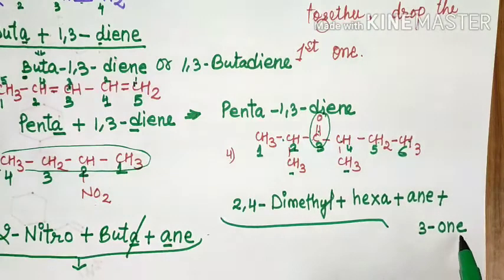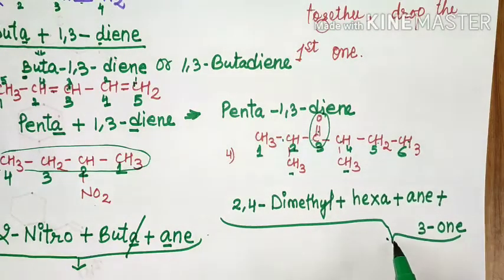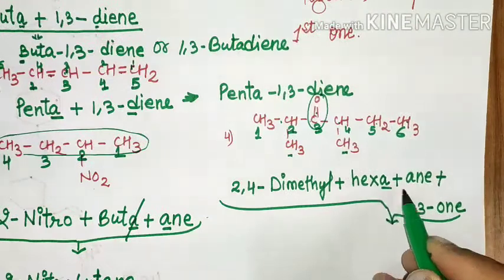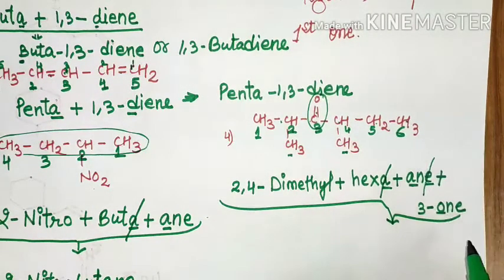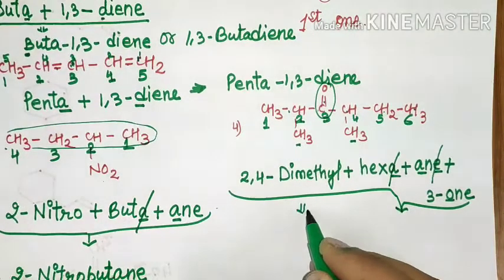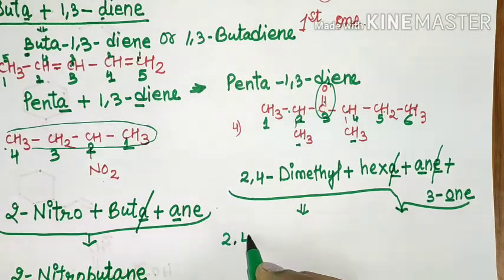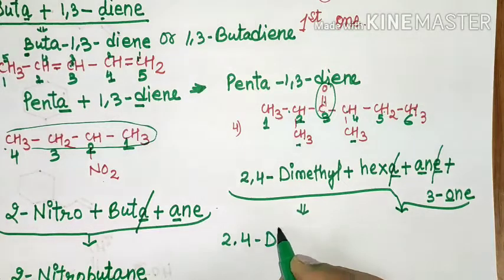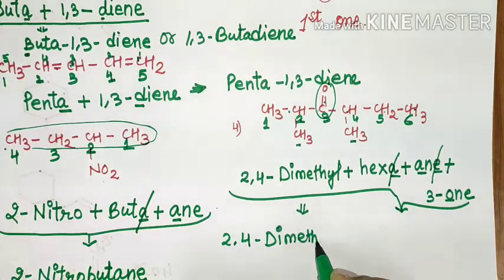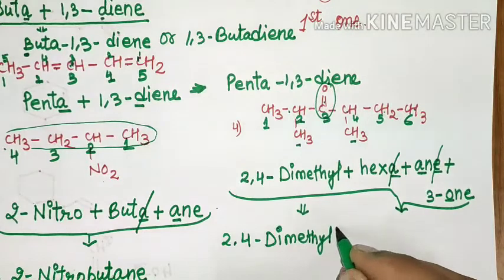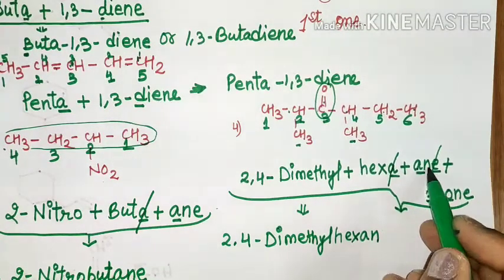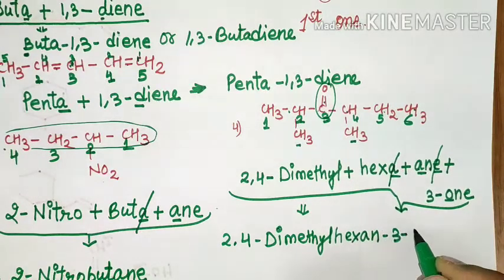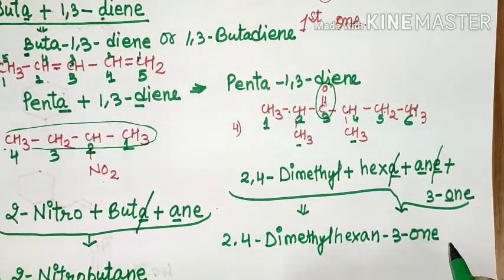After combining these all, see 2 vowels, drop the first one, 2 vowels, drop the first one. So its IUPAC name will be 2,4-dimethylhex-3-en-ol. So this is the answer.